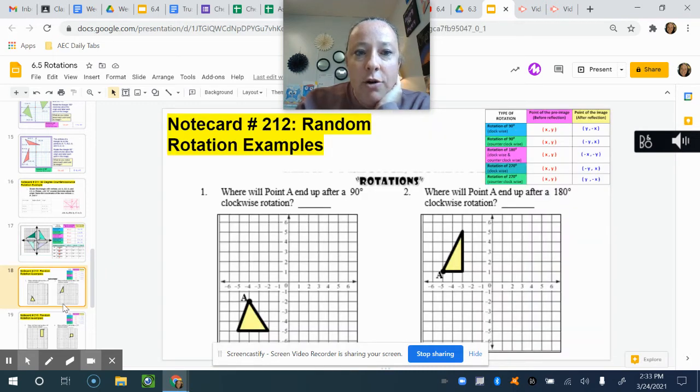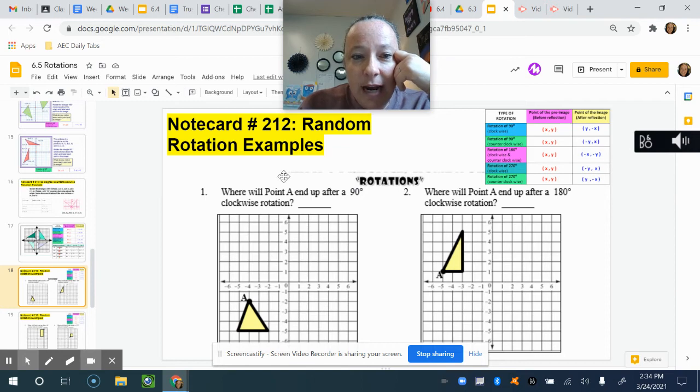All right. Note card 212, some random rotation examples. And this is where I pulled in the rules for you from your note card 210, just so you could see it on the slide. These are going to go quicker because you're just taking point A, and I want to know what it would be after a 90-degree clockwise rotation. And number 2, take this point A, and what would it be after a 180-degree clockwise rotation? So go ahead and write down these problems on this note card.